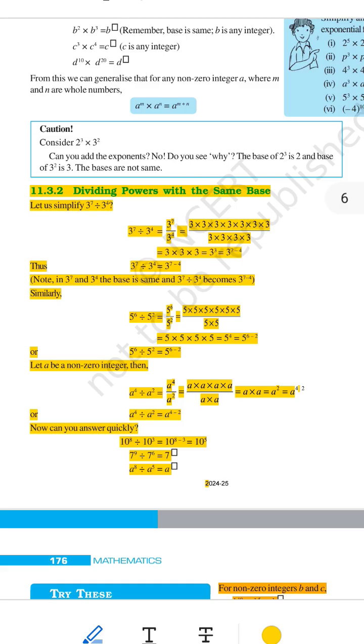Absolutely. Here's a clear, simple, deeply detailed notes page for you that includes all the concepts you can derive from 11.3.2, dividing powers with the same base, and 11.3.3, power of a power.